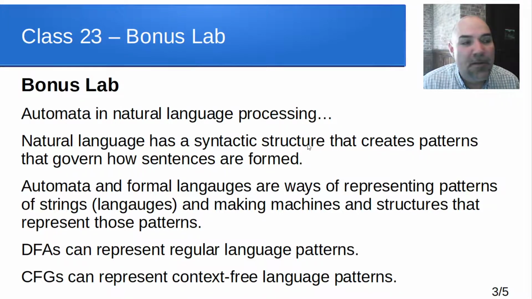So automata and formal languages, though, are the study of patterns, of strings that represent things like languages, making machines that understand or can make sense of those patterns, can parse those patterns, can verify, hey, does that pattern fit this language or does it not fit this language? That's what automata and formal language is all about. It's kind of like the mathematics of pattern processing. And DFAs can represent regular language patterns. Context-free grammars can represent context-free language patterns.